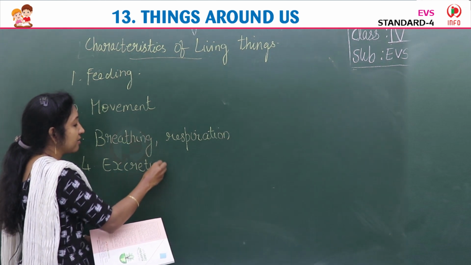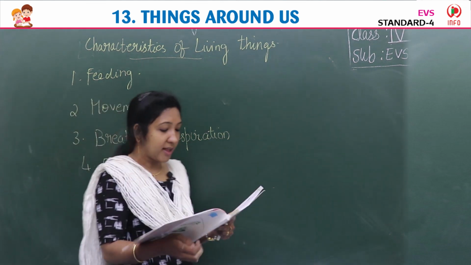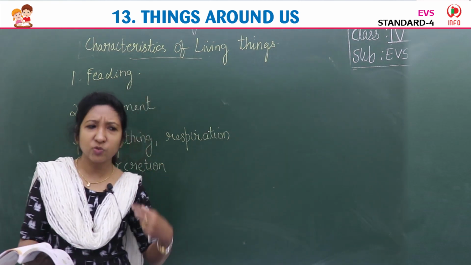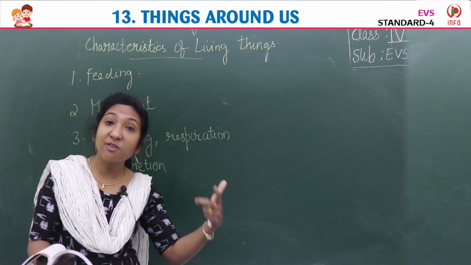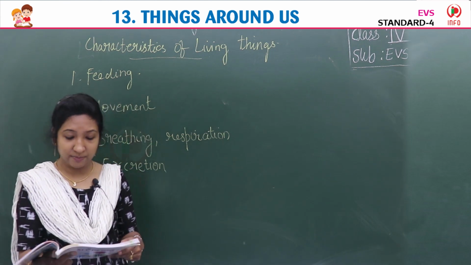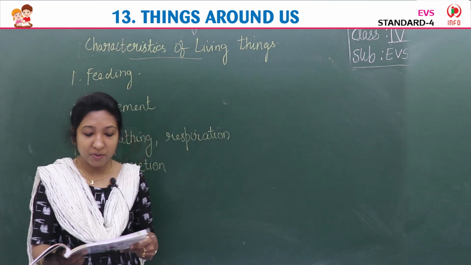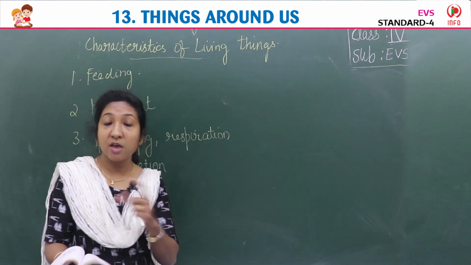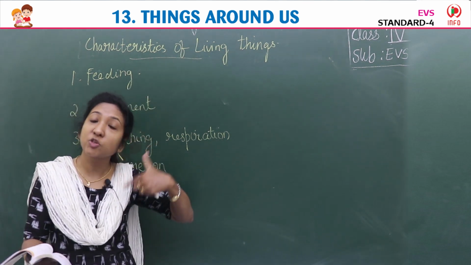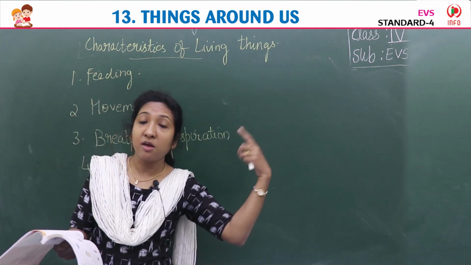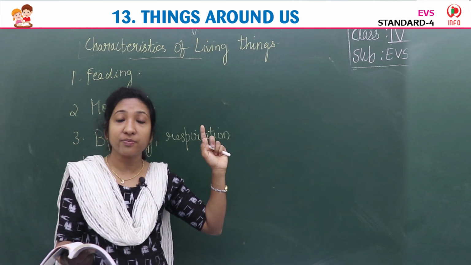E-X-C-R-E-T-I-O-N. Excretion. Okay, excretion. Excretion is the removal of waste from the body. Excrete means what? To remove the waste from the body. If this waste was allowed to remain in the body, it could be poisonous. We should not allow the waste to settle in the body itself. We have to give out the waste.